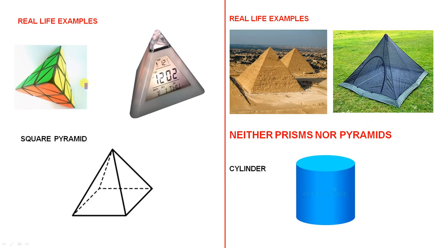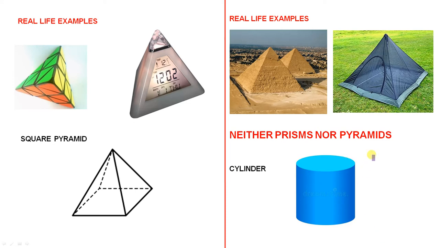Some examples in real life. This is a very special Rubik's Cube which has 3 faces, and sometimes you can get very fancy objects. This one is a clock in the form of a triangular pyramid. We have a square pyramid, and the common examples in real life would be the pyramids in Egypt, very popular indeed, and we also have the tent. It approximates a square pyramid.